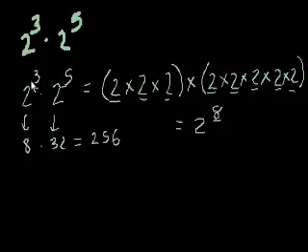And that makes sense because 2 to the third is 2 multiplying by itself 3 times. 2 to the fifth is 2 multiplying by itself 5 times. And then we're multiplying them, so we're going to multiply 2 8 times. I hope I have achieved my goal of confusing you just now. Let's do another one.